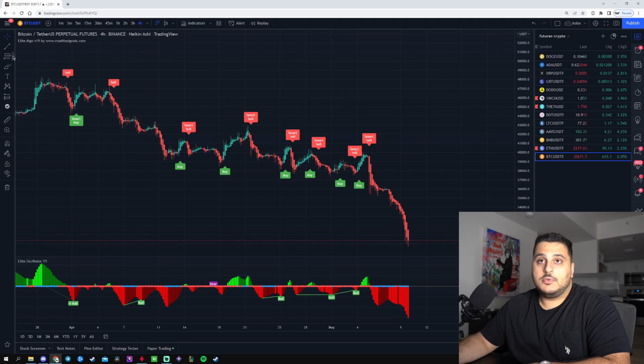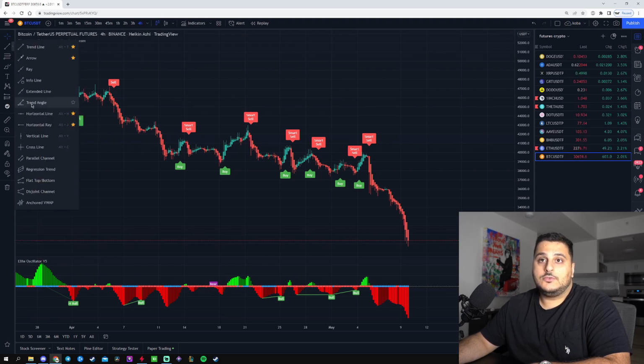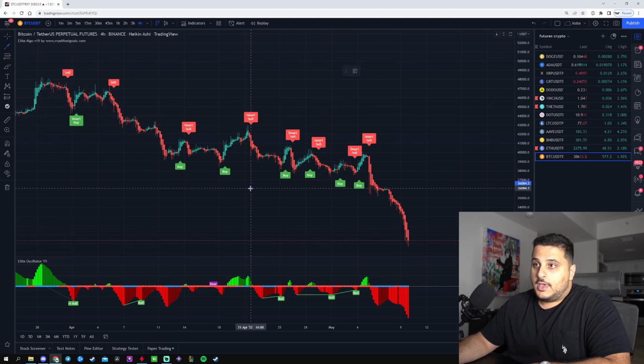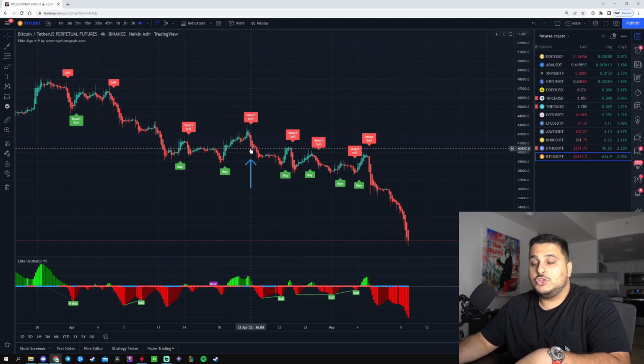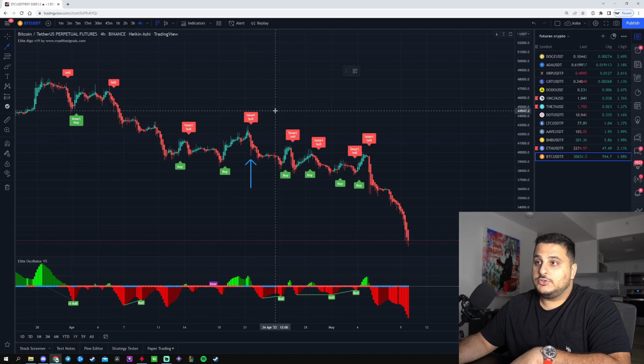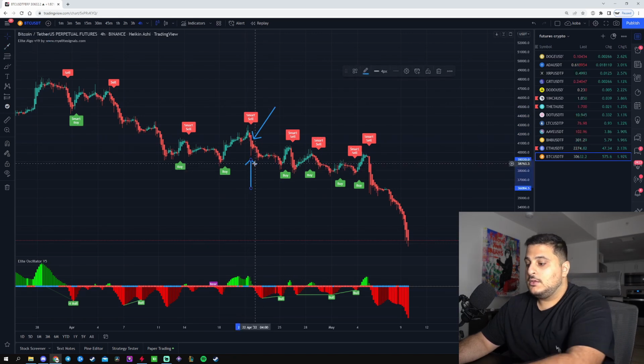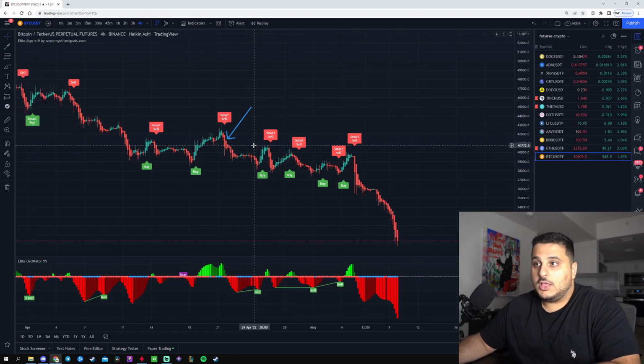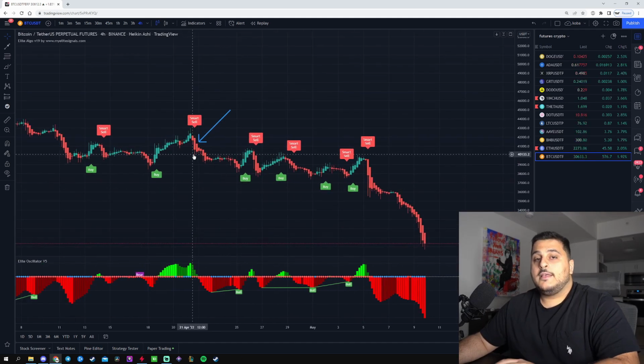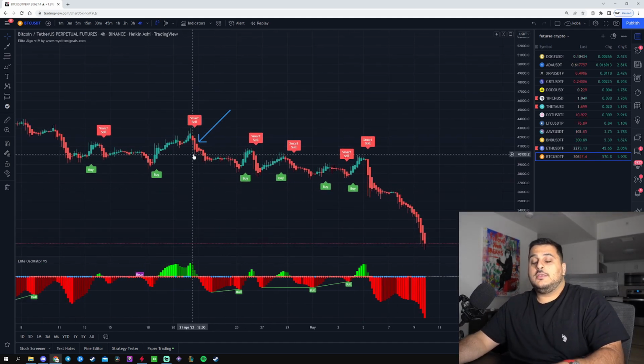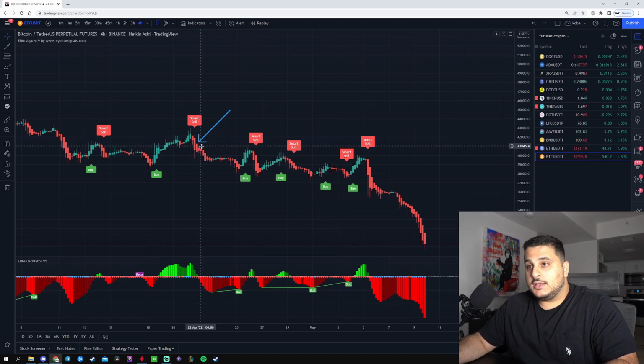We're going to go ahead and grab the arrow tool. And we're going to show you that you do not want to be trading on the candle with the signal on it. What you want to do is wait till the next candle, and that's the one you place your trade on. So over here, we can see that this is the next candle, which means that this right here is actually the candle that we want to trade on, right? That's the confirmation.